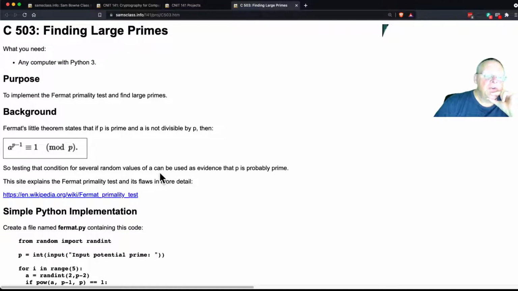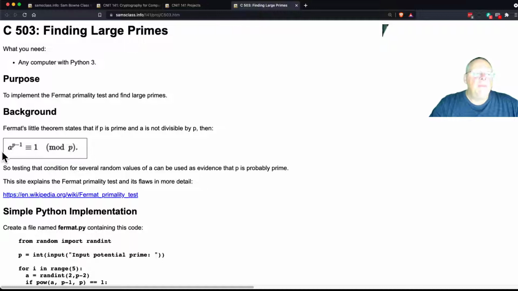And so if you try various a's, if you have a p that you suspect of being prime, you can take a random value of a and see if this is true. And if it's false, you know that it's not prime. 1 mod p, defined, one mod anything is always 1.